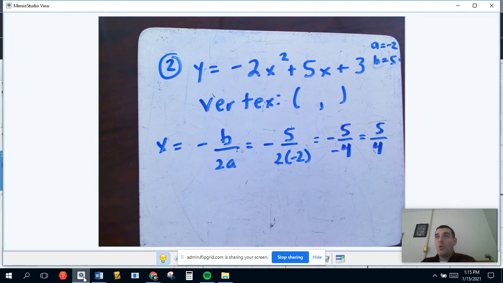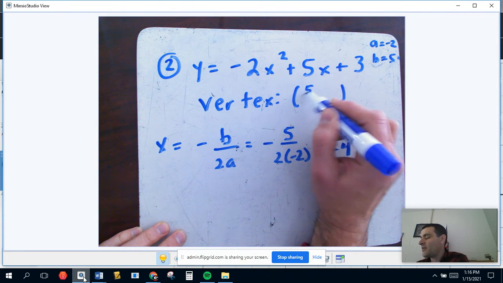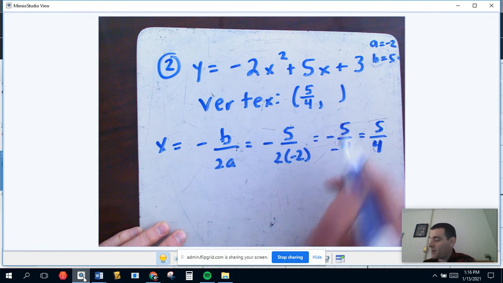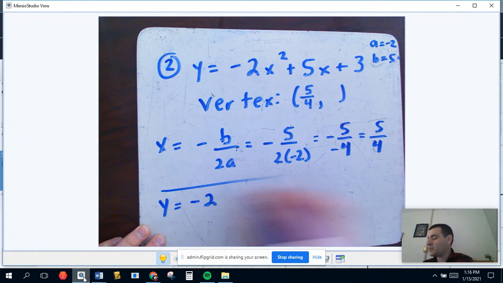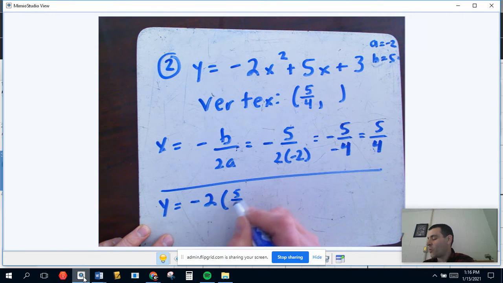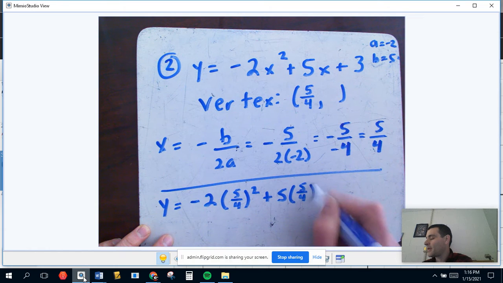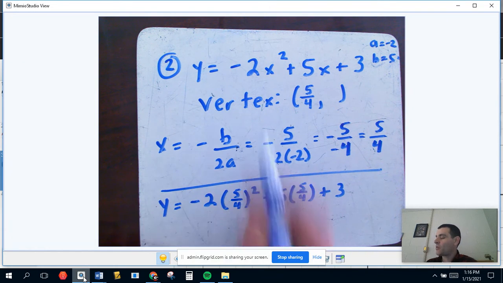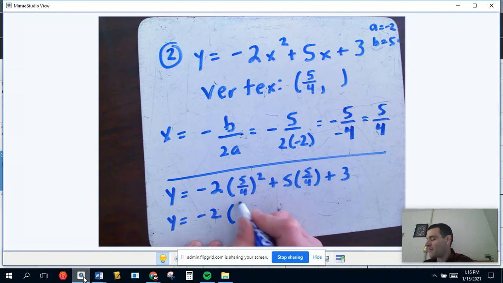I don't know what class you're in necessarily or how much they want you to do arithmetic. I'm going to go ahead and show you the fractional arithmetic here. Don't get overwhelmed by this if you have access to a calculator at all times. But if you're in a more advanced class, you may be required to do these calculations without a calculator. So let's do them. So negative 2 times 5/4 squared plus 5 times 5/4 plus 3. Okay, so those 5/4 go in for each of those x's. To square a fraction, it's just top times top, bottom times bottom. So it's 25/16.